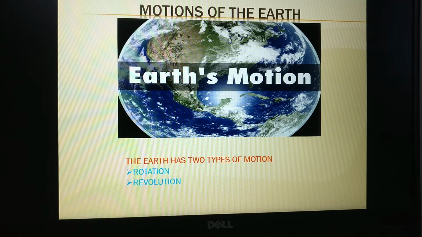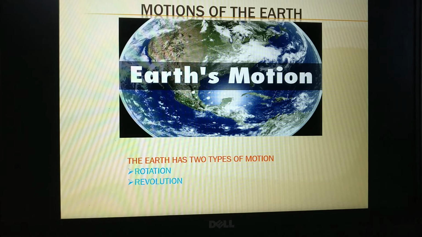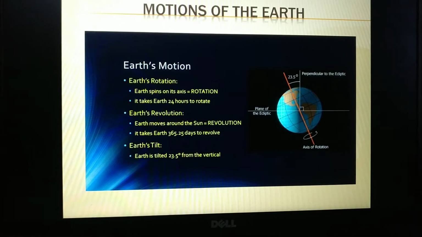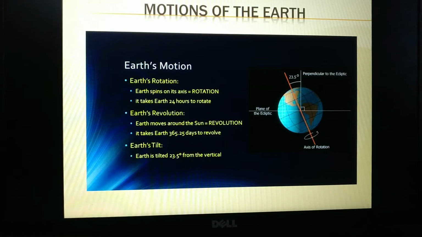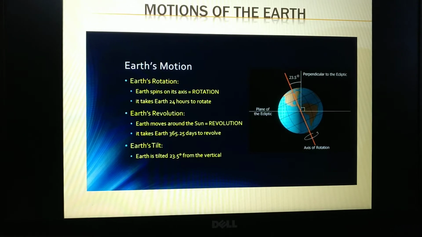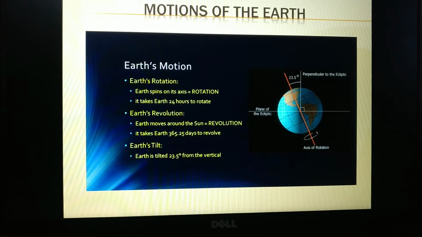Earth's motion. The earth has two types of motion: rotation and revolution. Earth spins on its axis, which is called rotation. It takes Earth 24 hours to rotate. Earth's revolution. Earth moves around the sun, which is called revolution. It takes Earth 365 days and 6 hours to revolve around the sun.